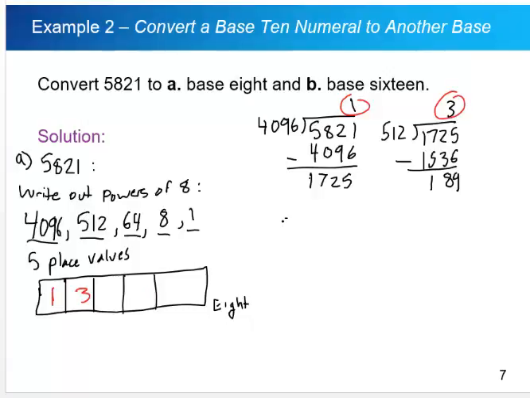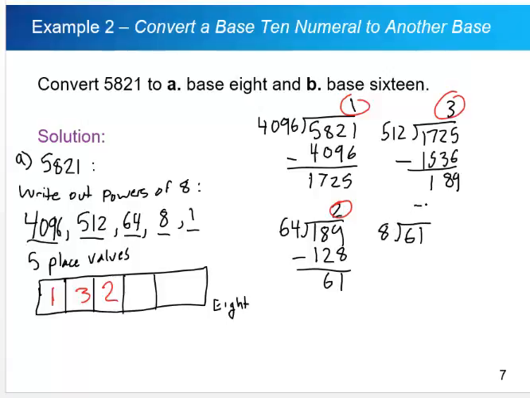And on we go. Now I want to know how many 64s go into 189. 2 point something. Well, 2 times 64 is 128. We subtract, and we get 61. And we keep going. Now I want to know how many 8s go into 61. 7. And we have remainder 5.